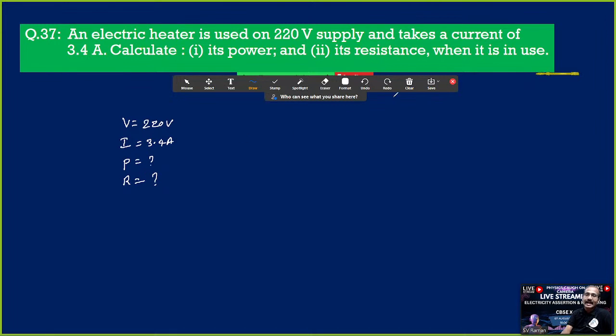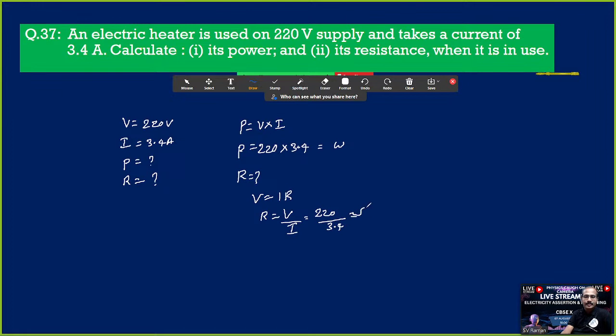As we derived H is equal to I square RT, while in the derivation we got that power P is equal to V into I. So V value 220 into I value 3.4. Fine. So that many watts we will get. Now again R value we want. As you know that according to Ohm's law, V is equal to IR, R is equal to V by I. So 220 by 3.4 amperes. So that many ohms we can get.